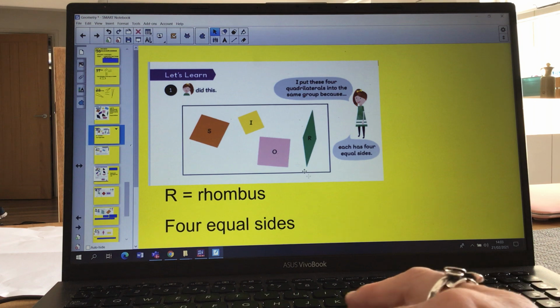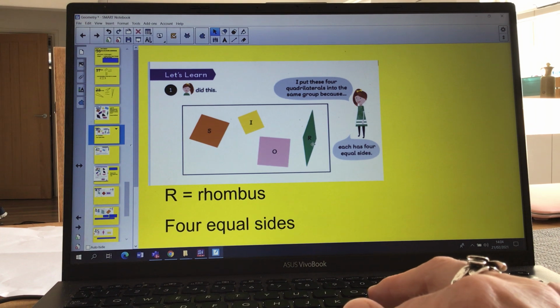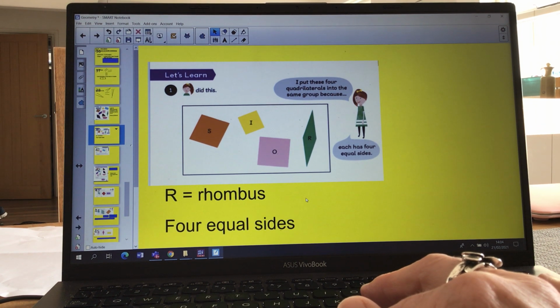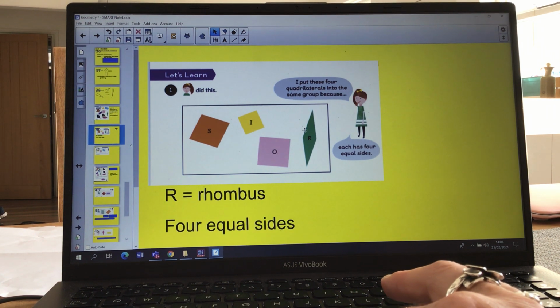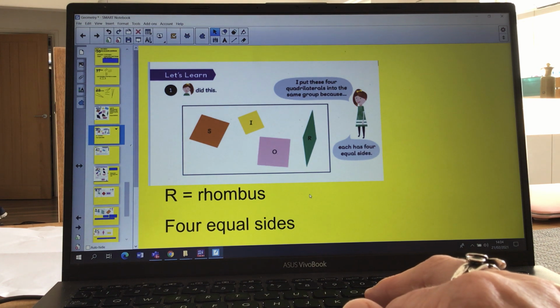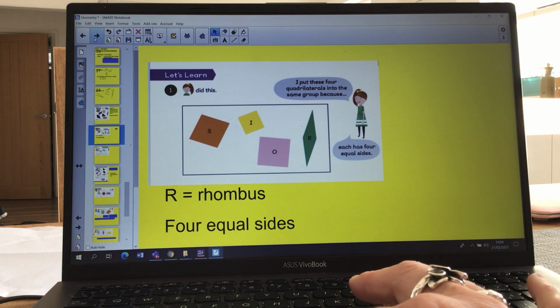How is it different then to a square? Have a think. How is that different? Because squares have equal sides. Well, the rhombus, if you look at it, doesn't have any of those right angles that we've been learning about, okay? It has 4 equal sides, but it does not have right angles like our squares. So that's how she chose to group some of them.